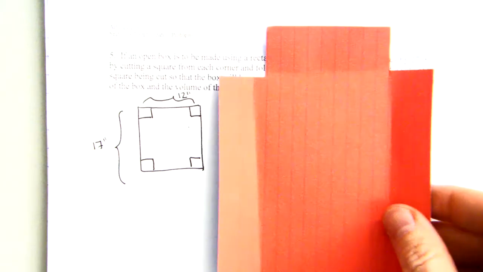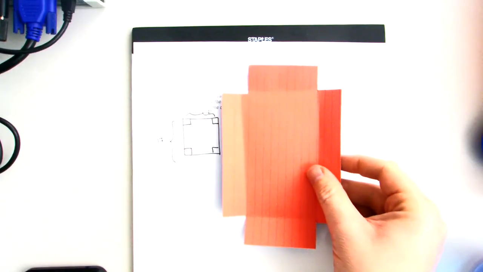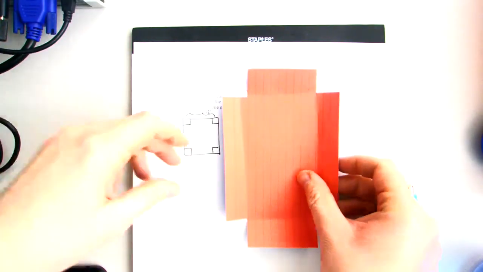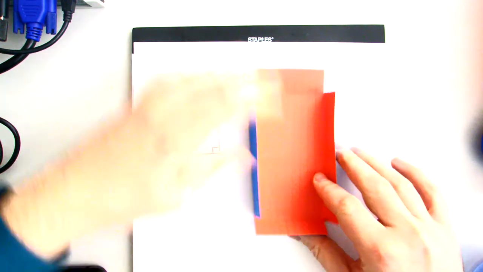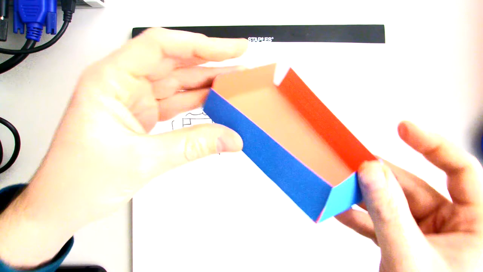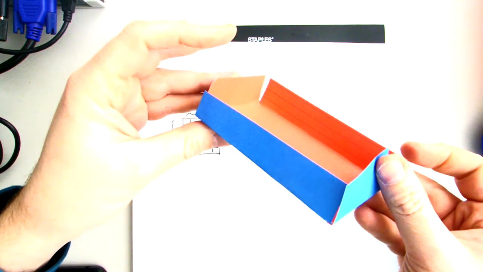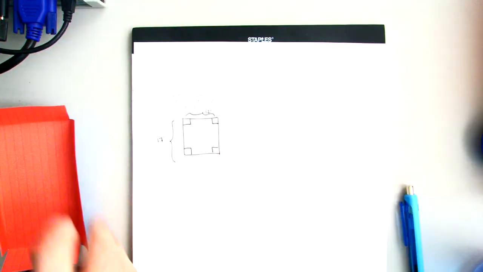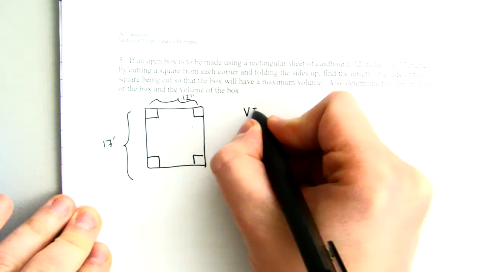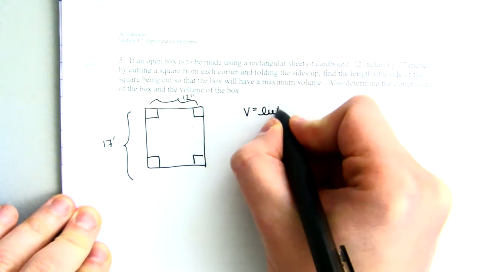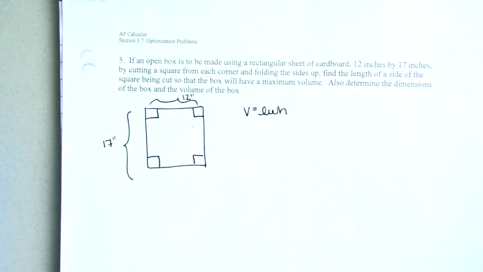Well, here's a piece of cardboard. I cut my squares out of the corners. I can fold up my sides, and it makes a nice little box. What's the volume of a box? Well, V equals LWH, length times width times height.